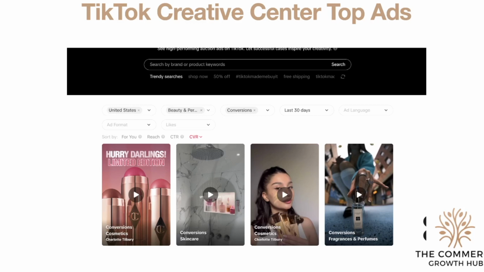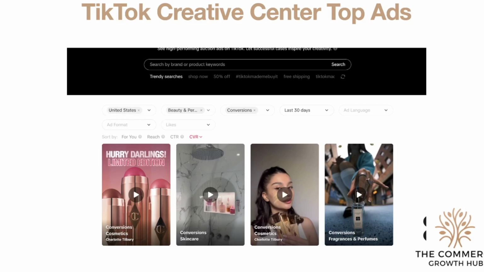The reason that I love this creative center is because you can really look at ads that have a high conversion rate. If you look at my screen here, right above the fold of the ads, you can see that it says sort by. You have for you, reach, click through rate, and conversion rate. And these are all conversion ads. And I sorted it by the conversion rate inside of the beauty niche over the last 30 days.